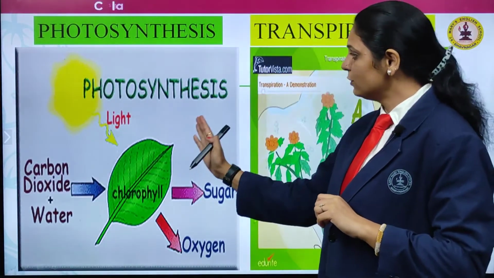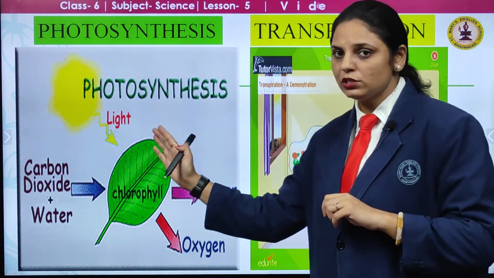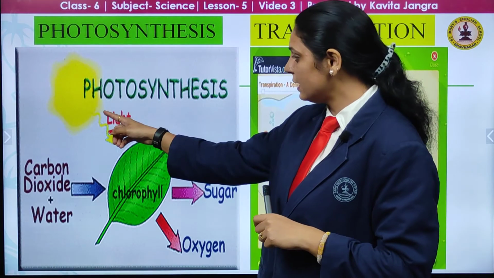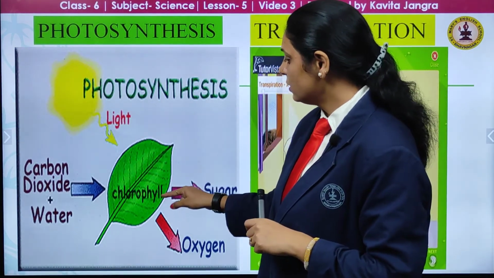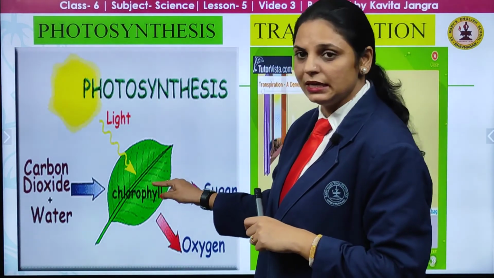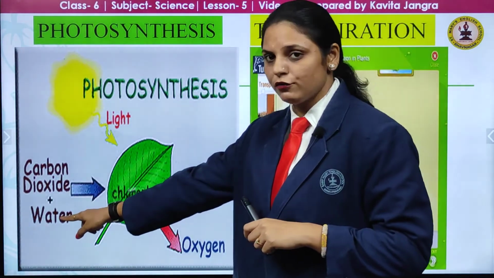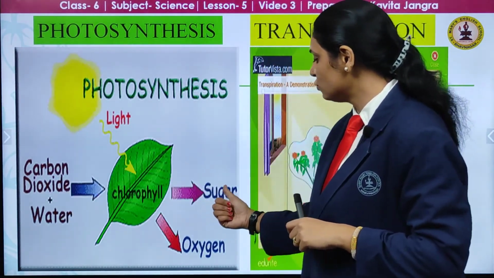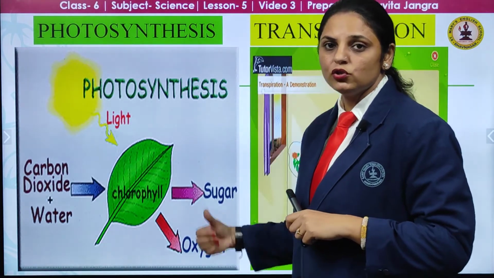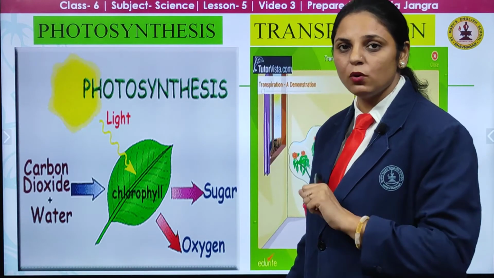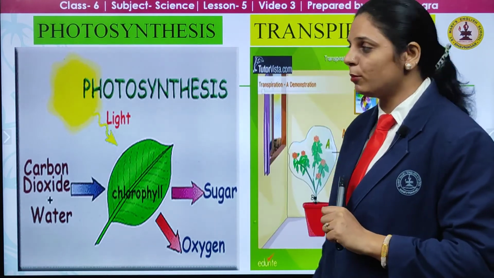This is what I want to show you, the difference between photosynthesis and transpiration. You can see, with the help of sunlight, the solar energy is trapped by the leaf. In the leaf, chlorophyll is present, and carbon dioxide and water from the environment are converted into sugar and oxygen. Sugar here is a carbohydrate, C6H12O6, that is the chemical formula.